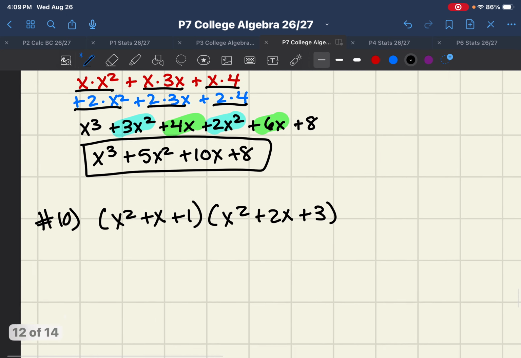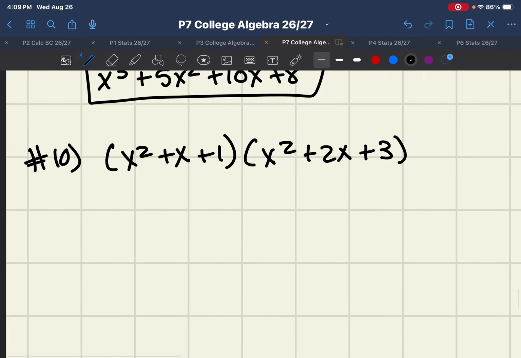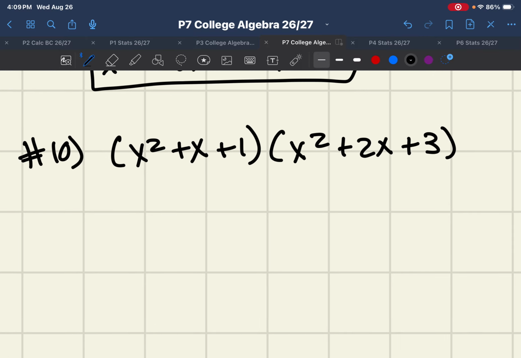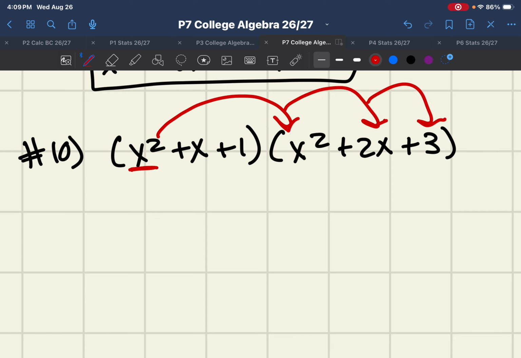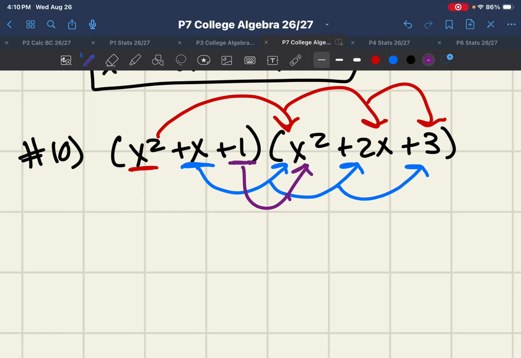Okay, let's look at number 10. Last one, number 10. So we have a trinomial times a trinomial, okay, which means I'm doing the same thing, but now I have to multiply 3 different terms in. So that is my arrows for x squared. Now I have to distribute the x inside, and I need one additional color to distribute the 1 inside.